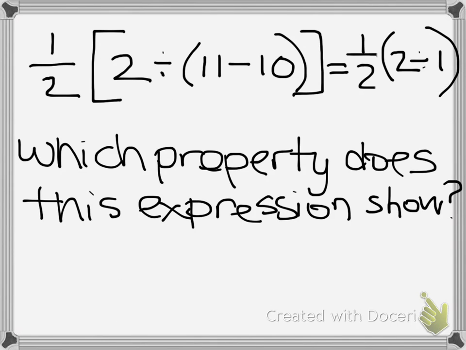Now we'll look at an example of another property. If you notice, we start out with the expression 1/2 and then in brackets 2 divided by 11 minus 10, and then close the brackets. Then that now turns into 1/2. You still have the parentheses, which is just a type of bracket, or a bracket is a type of parentheses, vice versa. But you have 1/2, then you have the 2 still, but notice they did out 11 minus 10. So you get 11 minus 10 is 1. So they've done the step of 11 minus 10.